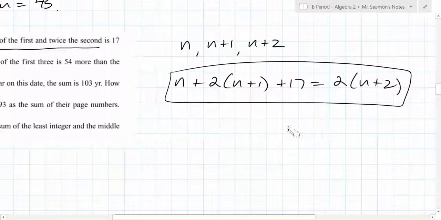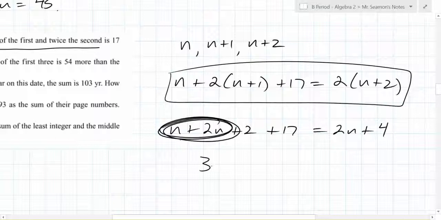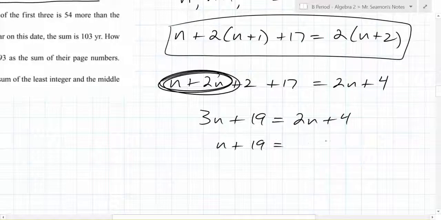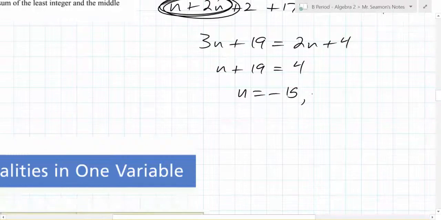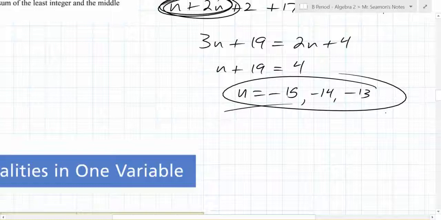Okay, let's try it out, kids. We're getting a lot of skepticism from the back. Everybody stand up. N plus 2n plus 2 plus 17 is equal to 2n plus 4. How many n's are right there? 3n plus 19 is equal to 2n plus 4. Subtract 2n from both sides. N plus 19 is equal to 4. So n is equal to negative 15. N is the first one, so what's the next number? Plus 1. There are your 3 consecutive integers: negative 15, negative 14, and negative 13.